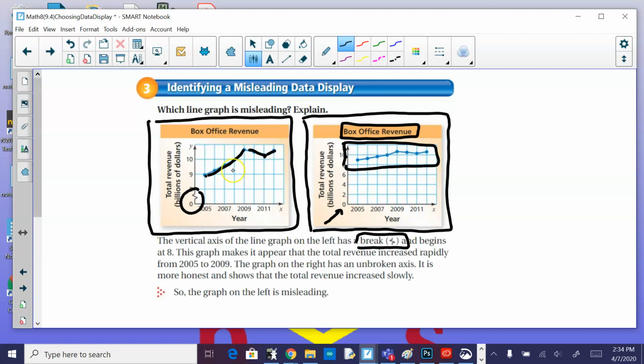And it's not that this is wrong, it's just that it could be misleading, because looking at this data, you might draw some different conclusions. You might say, wow, the revenue really changed a lot from 2005 to 2009. Look at how much it went up here. When actually, if you step back and look at the graph that starts at 0, it didn't rise all that much. So that's why this would be misleading.